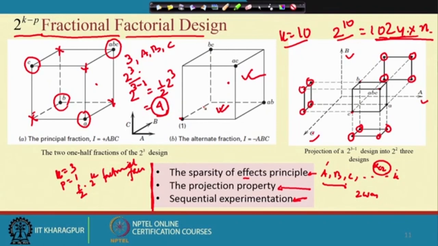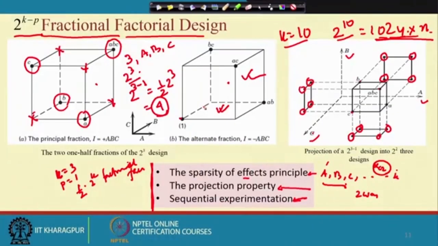So, that means A effect will be confounded with BC, B will be confounded with AC, C will be confounded with AB. Confounded in the sense that the experiment is conducted in such a manner that both the effects are taken together, and when you analyze and get the effect, you will get the confounded effect, the total effect of the two, not the individual effect. So, suppose you want the higher order interactions, or some of the confounders, to be found out and their effects calculated separately.